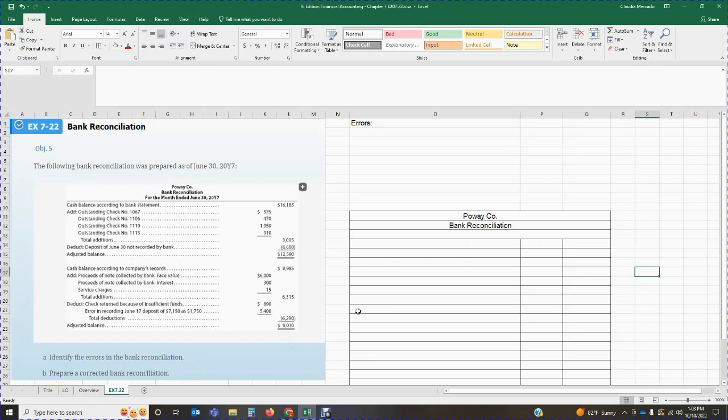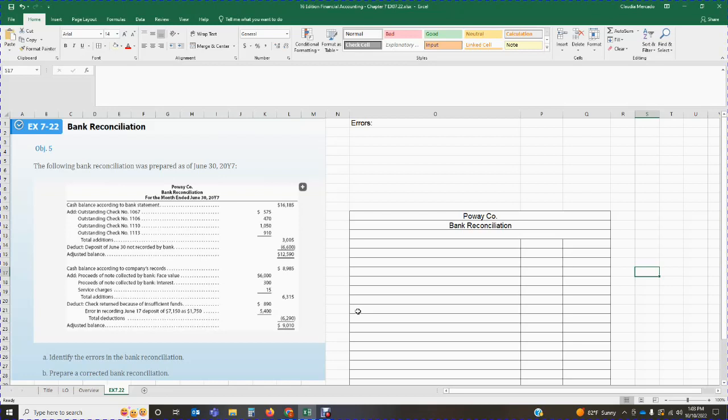So in this exercise, we are provided with a reconciliation, and we have to figure out what the errors are on the reconciliation. After we identify the errors, we need to prepare a corrected reconciliation. So it's both identifying errors and then preparing an updated and correct reconciliation.